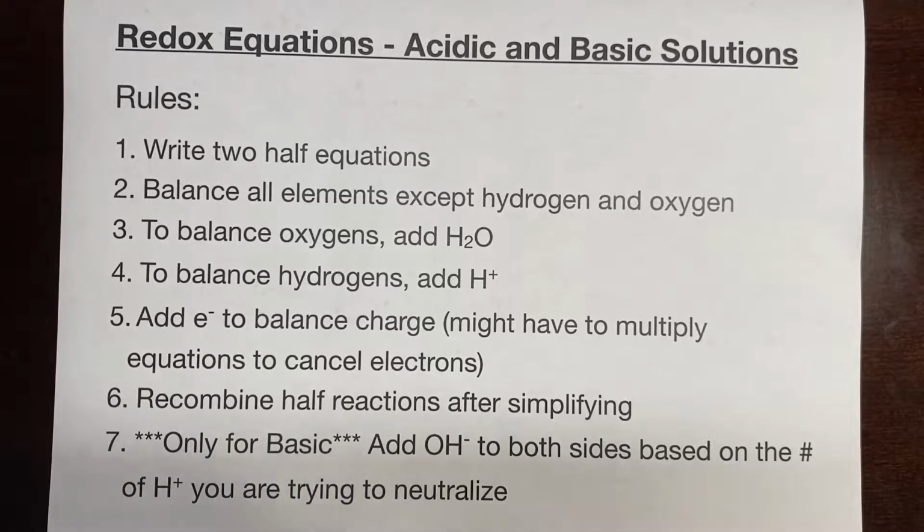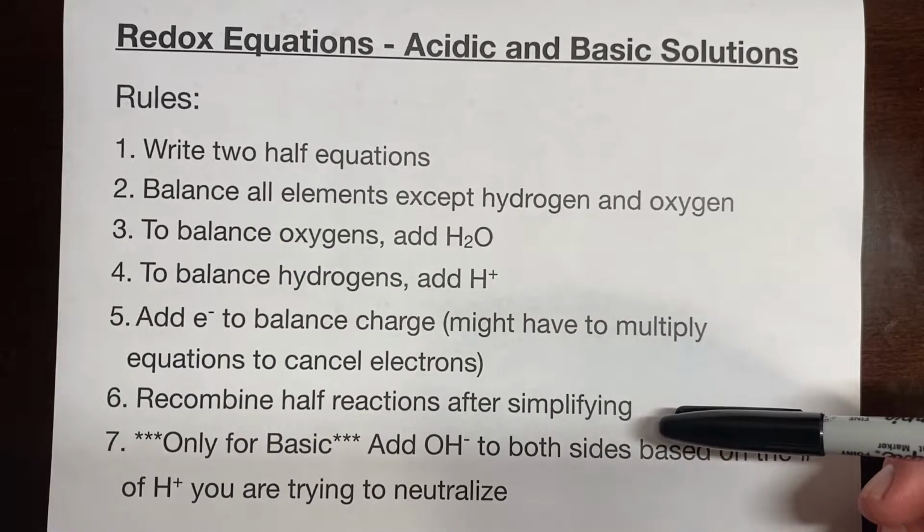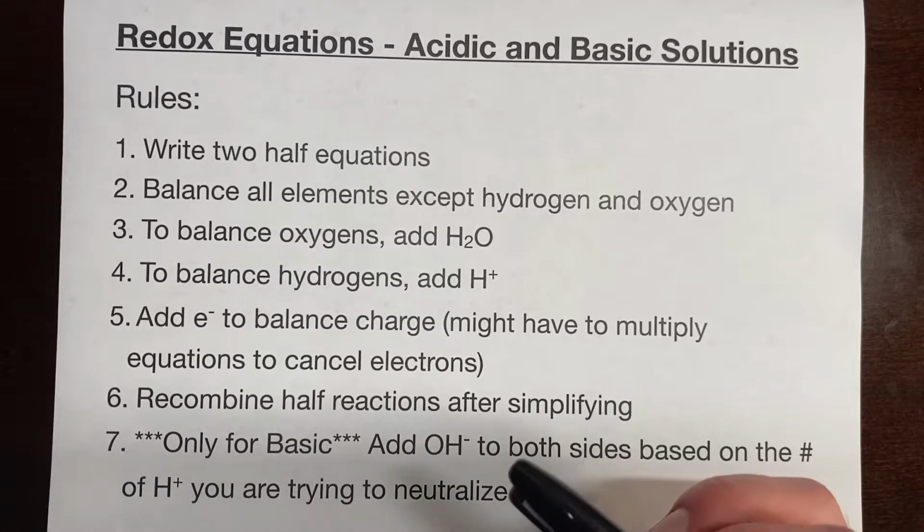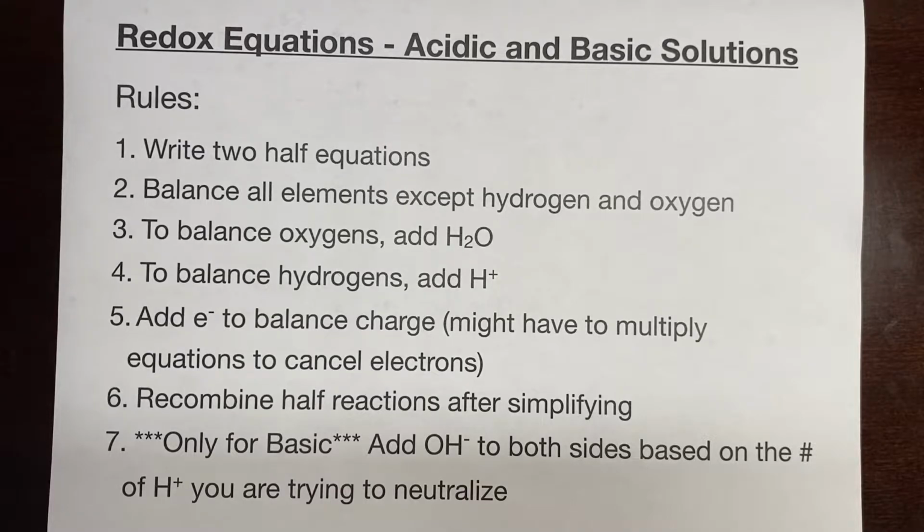And so to do this, you might have to multiply an entire equation by 3 or 4 or even a bigger number to really cancel those electrons. And then after you multiply the half equation to make sure the electrons will cancel, you're going to recombine the half equations after simplifying. And by simplifying, I mean if you have an element on one side and another, then you'll just want to cancel them to make your equation a little cleaner at the end.